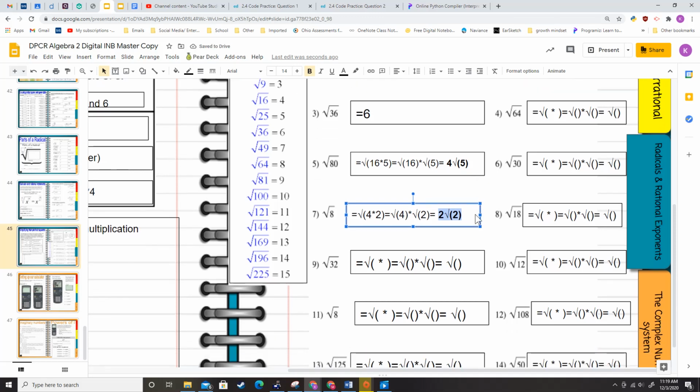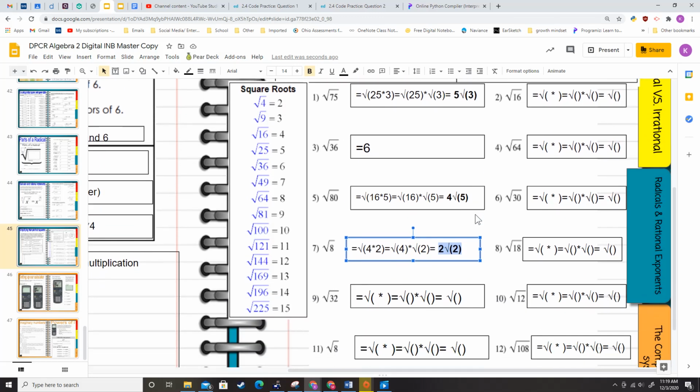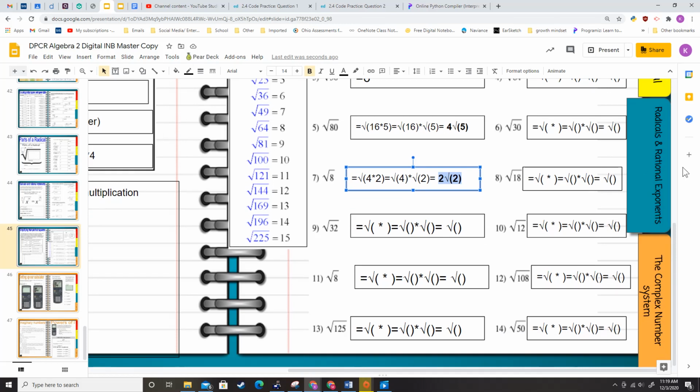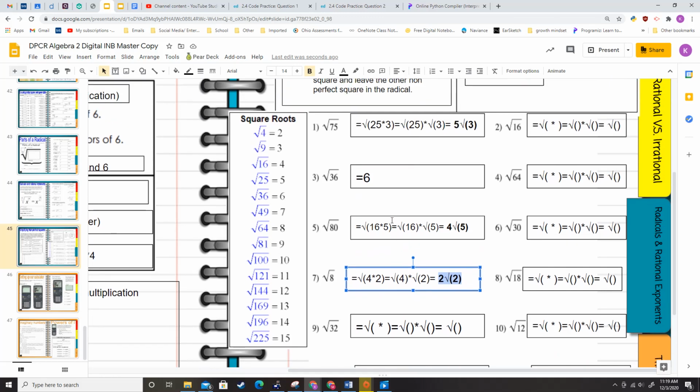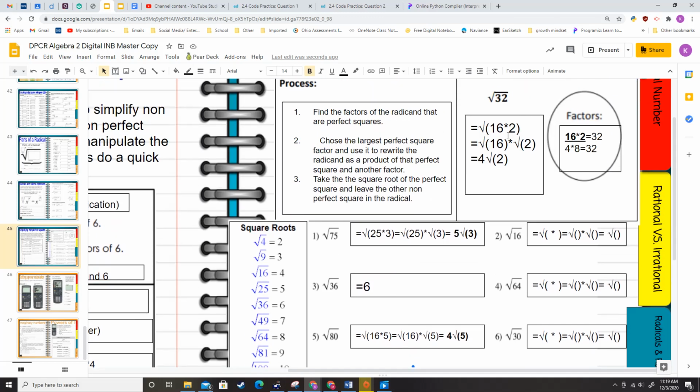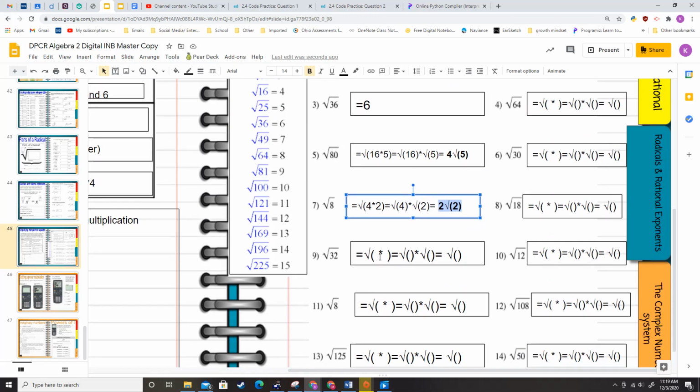All right, now we got 3 more. All right, so let's go through. Let's take a look at these. Next one, 32. We actually just did that above. I just wanted to test you to see if you remember. So remember, this is 16, and this is 2. And I know I got to separate this into 16 and 2, which leads me to 4 and 2 being here in our answers. Pretty simple.